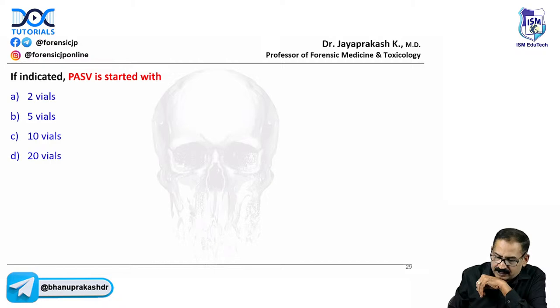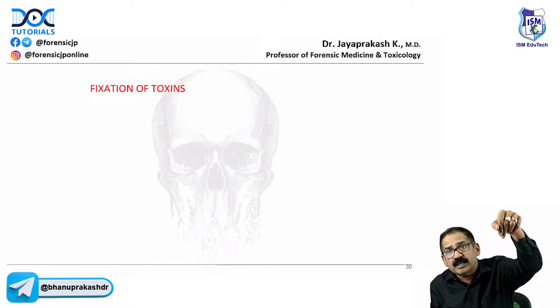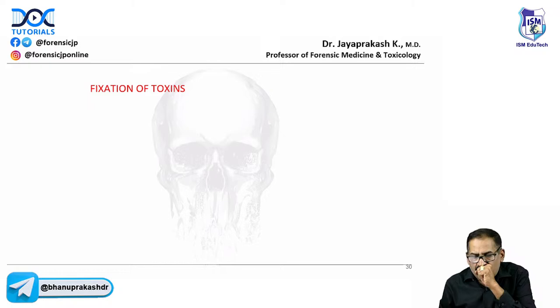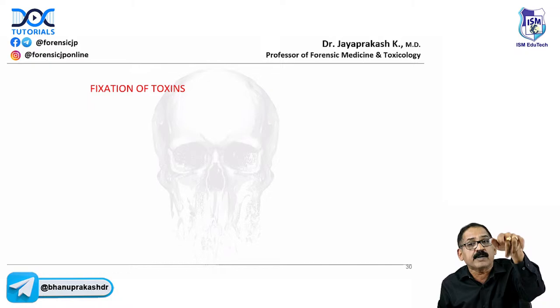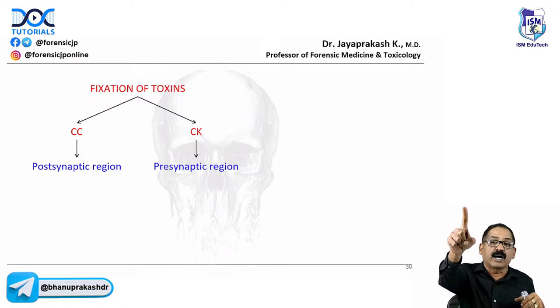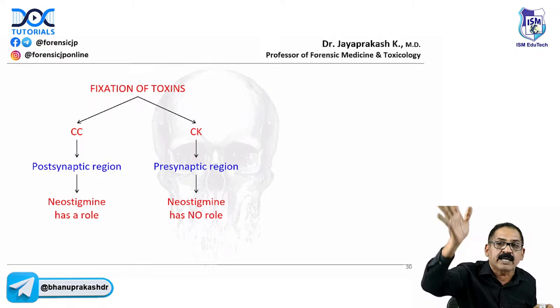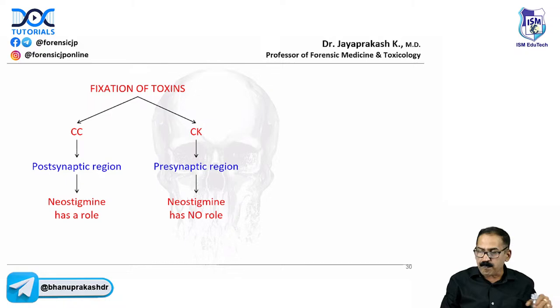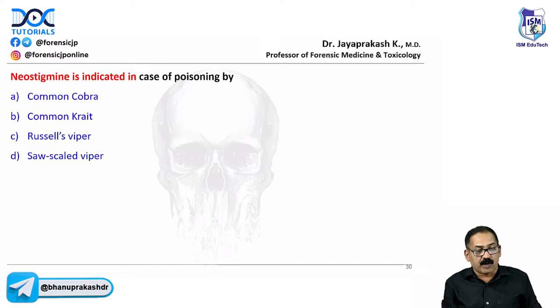Another important point. Elapids are neurotoxic. Elapids are common cobra and common krait. In case of common cobra, the neurotoxins are fixed in the postsynaptic region, whereas in common krait it is fixed in the presynaptic region. That's why neostigmine should be given only in case of common cobra, no need in case of common krait. Neostigmine is indicated in poisoning by common cobra.